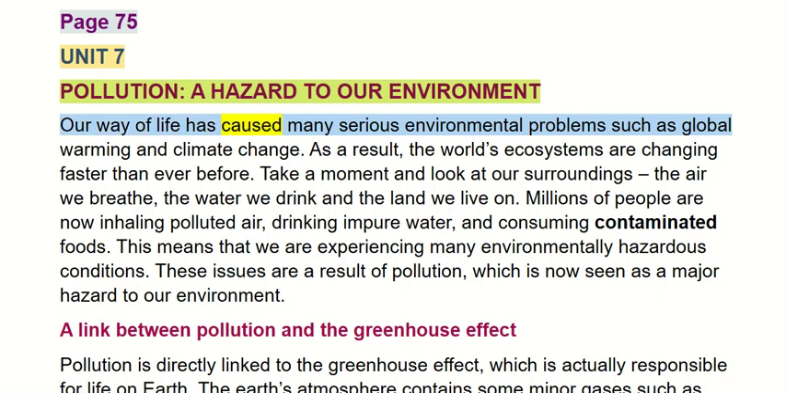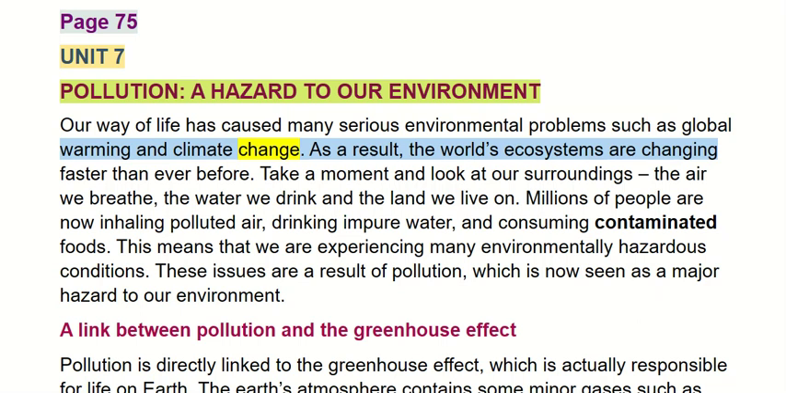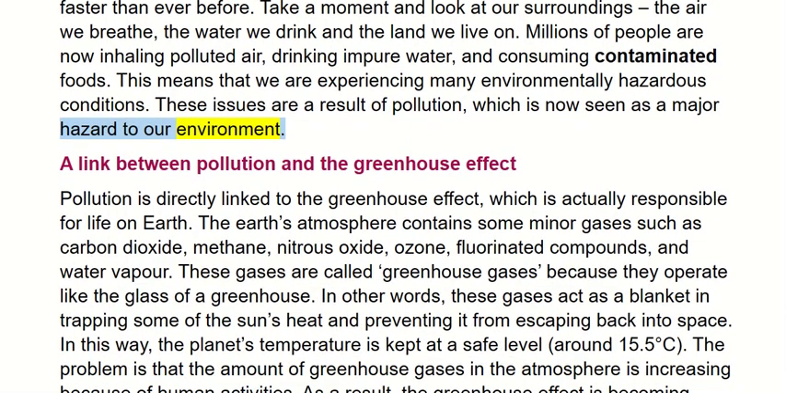Our way of life has caused many serious environmental problems such as global warming and climate change. As a result, the world's ecosystems are changing faster than ever before. Take a moment and look at our surroundings, the air we breathe, the water we drink and the land we live on. Millions of people are now inhaling polluted air, drinking impure water, and consuming contaminated foods. This means that we are experiencing many environmentally hazardous conditions. These issues are a result of pollution, which is now seen as a major hazard to our environment.